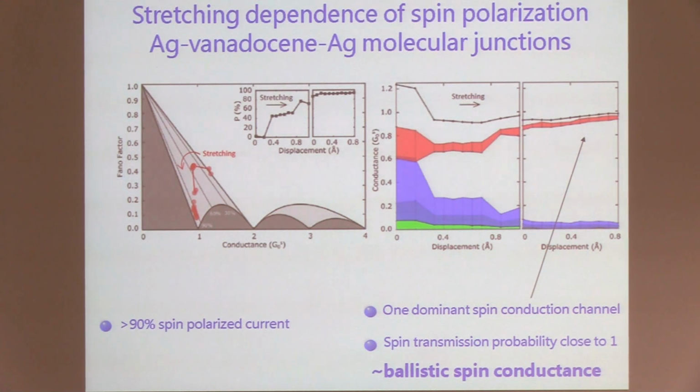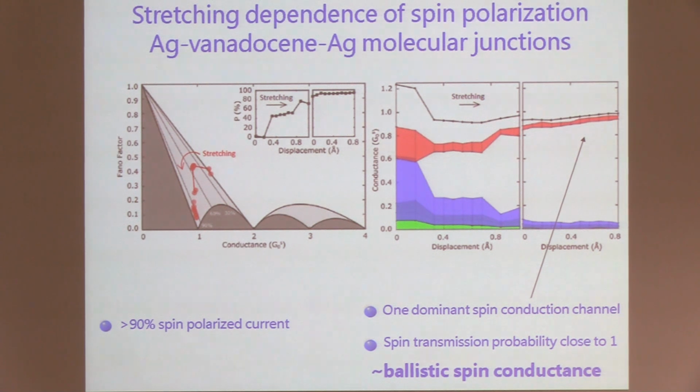Okay. So we can also stretch a molecule and see the spin polarization changing. This is one of the traces where we stretch the junction, and these are the different channels that we can decompose. And we can see after stretching only one single spin channel remains; the other spin channels have no contribution.